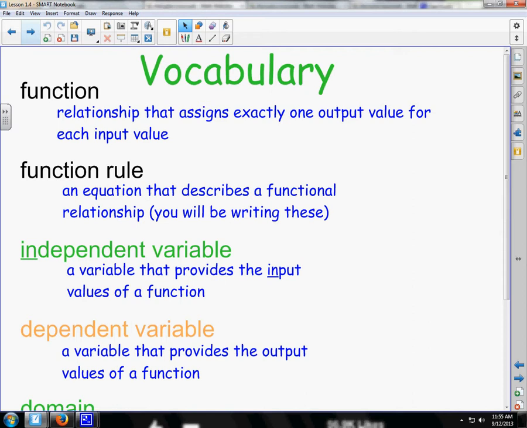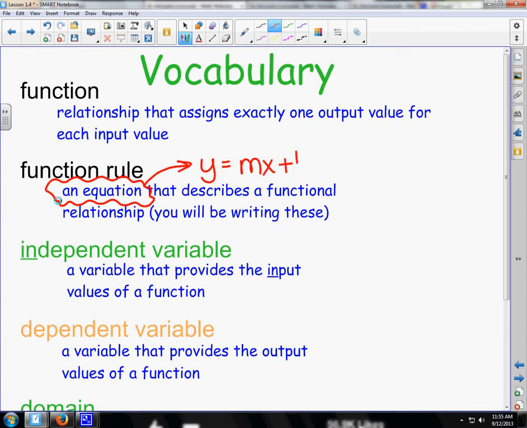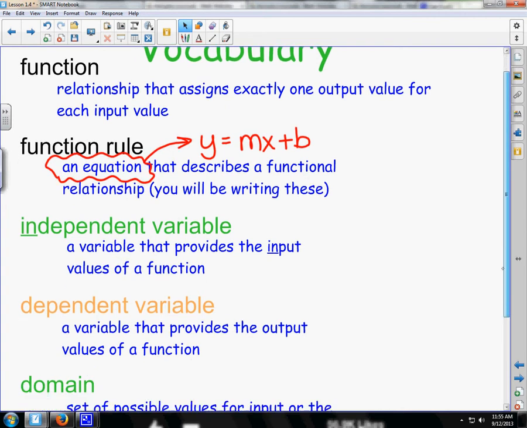A function rule is an equation. Here is the key part. If I ask you to write a function rule, it would look like an equation most of the time, in y equals mx plus b for now. So that is an equation.